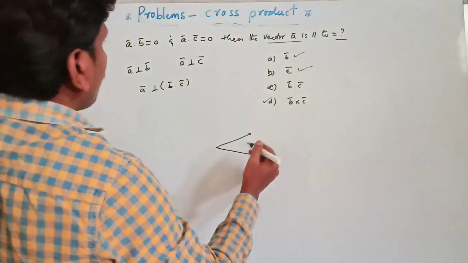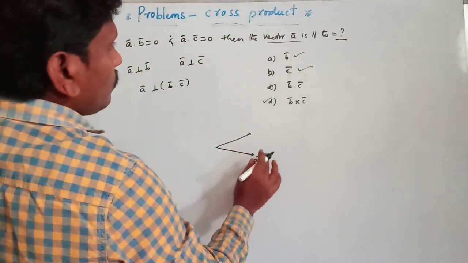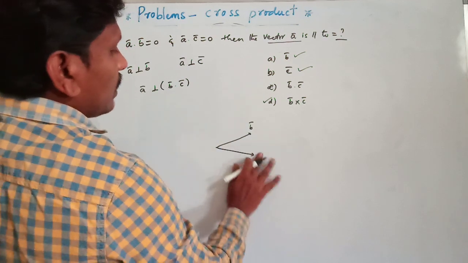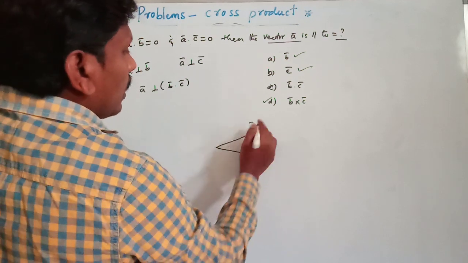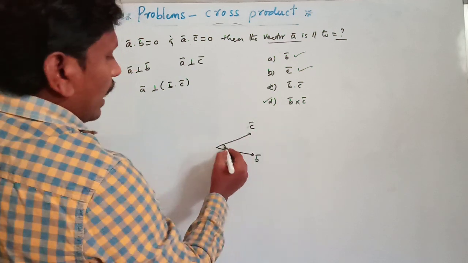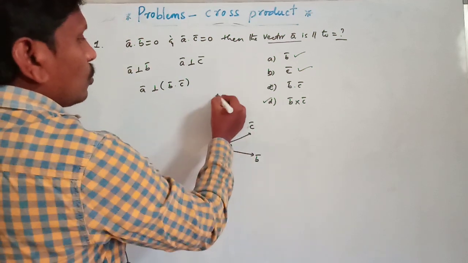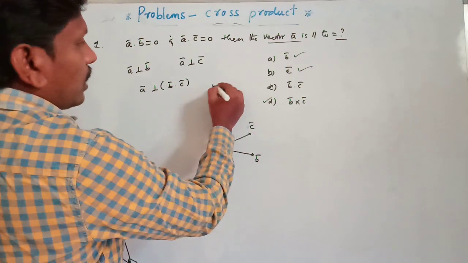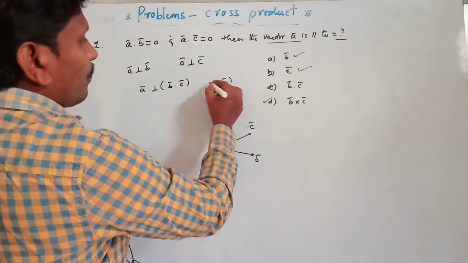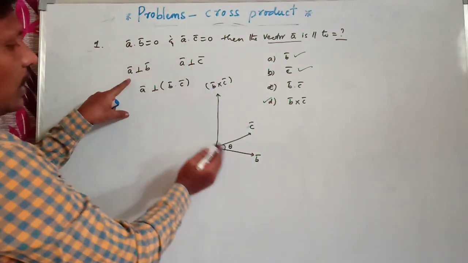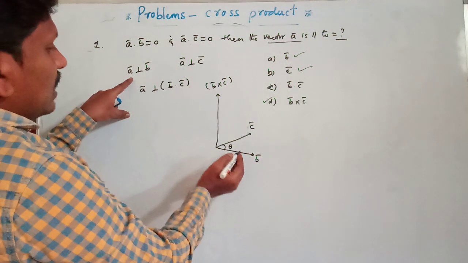Okay, this is A bar, and let us say this is B bar and this is C bar. The angle between them is theta. So this is the normal, the cross product of the two vectors, that is B bar cross C bar. And from our condition, what can we understand?